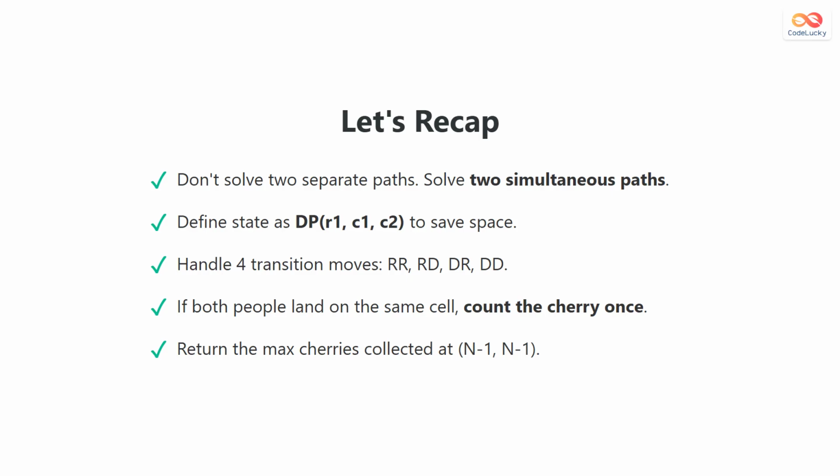To wrap up, remember these key points. Do not solve the paths sequentially, solve them simultaneously. Use a 3D DP state to save memory. Handle the 4 transition movements and be careful not to double count cherries when paths overlap. This approach guarantees the global maximum number of cherries collected.